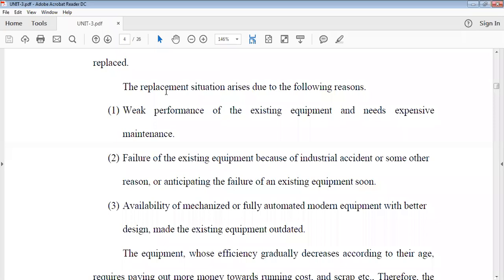Replacement takes place due to weak performance of the existing equipment and the need for expensive maintenance. Weak performance: when the machine is producing a lot of vibrations, causing chattering on the components, you need to replace certain parts. Therefore, replacement of the parts causes expensive maintenance, and that is very important. In such a case, you have to analyze the cost of maintenance, the cost of the new parts, and all those things.